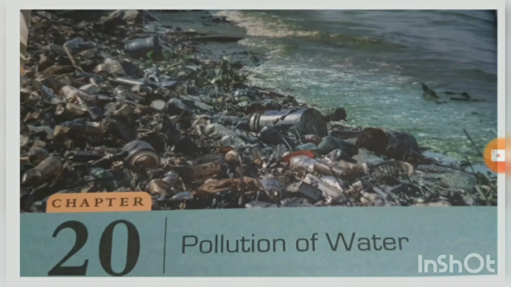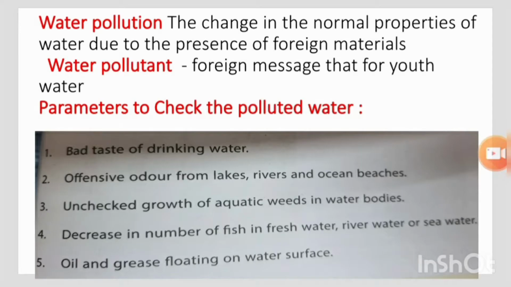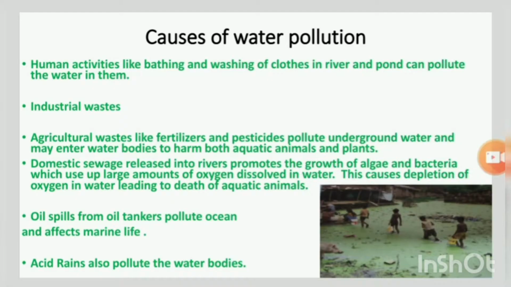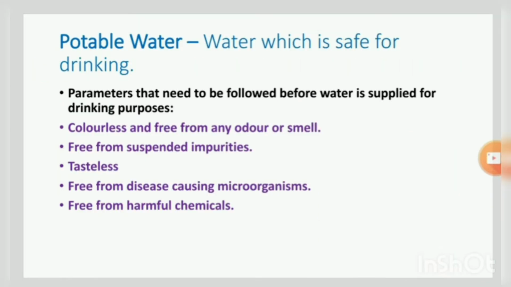Hello everyone, this is part 2 video from chapter Pollution of Water, class 8. In part 1 video we have discussed water pollution, water pollutants, the causes of water pollution, and what are the normal changes in the properties of the polluted water. In this video we will talk about the potable water and the methods for making the water safe for drinking purposes.